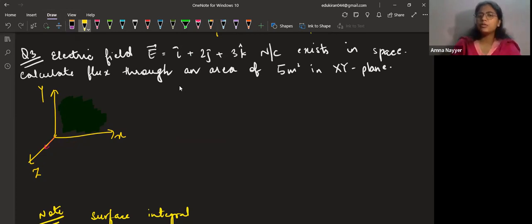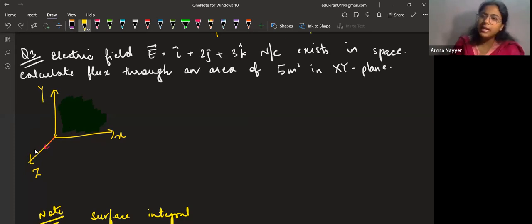Let's say, suppose in the question the modification was 5 meter square in the XZ plane. So XZ plane means this plane. This is the XZ plane, right? If the XZ plane is given, perpendicular to it would be the Y axis, so you would be using J cap.